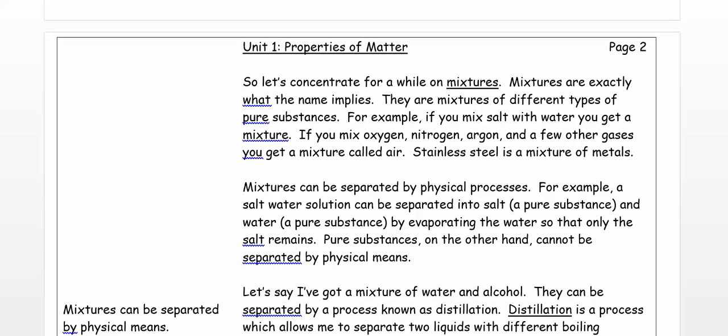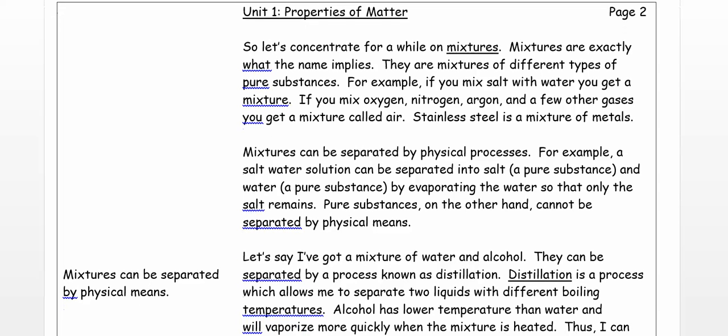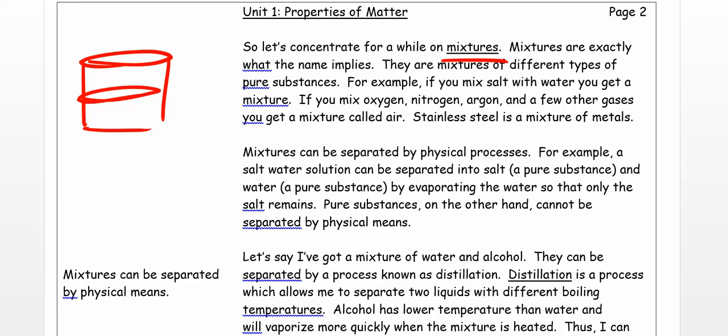So let's concentrate for a while then on mixtures, right? Mixtures are exactly what the name implies. They are mixtures of different types of pure substances. For example, if you mix salt and water, you get a mixture. So if I take a glass and I put water into the glass, so here's the water, and I put salt into the water, I have a mixture, right? I have a mixture.